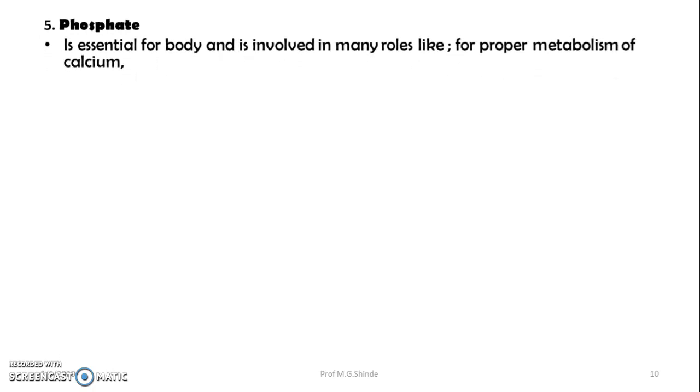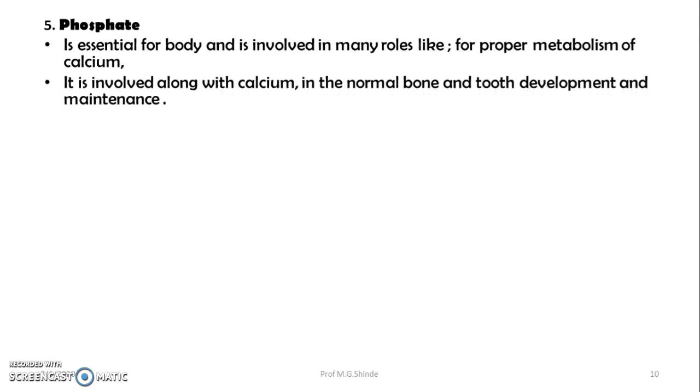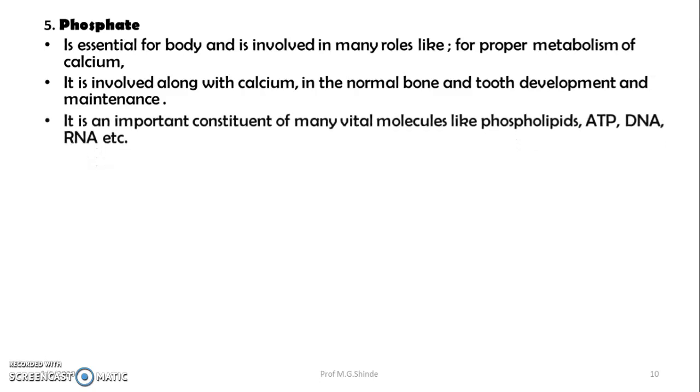Fifth, phosphate. It is also essential for the body and is involved mainly in roles like proper metabolism of calcium. It is involved along with calcium in the normal bone and tooth development and its maintenance. It is also an important constituent of many vital molecules like phospholipids, ATP, DNA, RNA, etc. Phosphate is also important for the maintenance of body physiological acid-base balance.